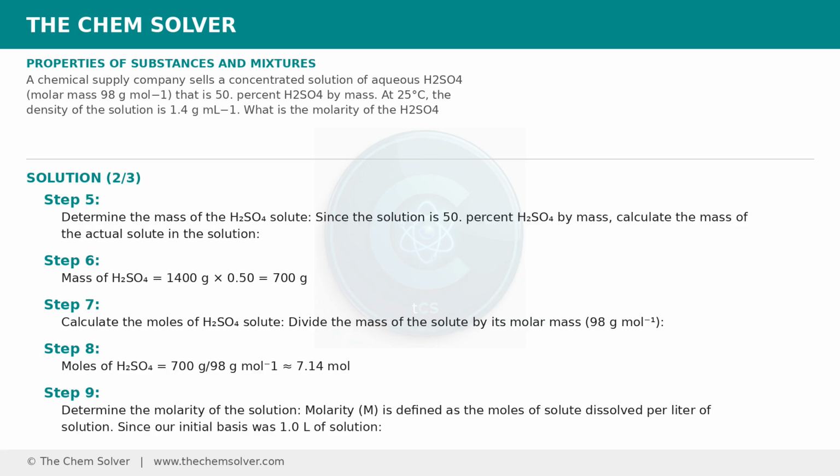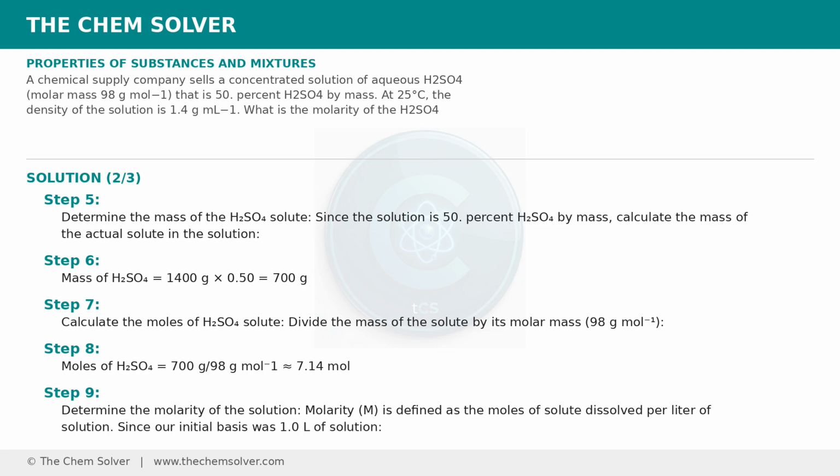Determine the mass of the H2SO4 solute. Since the solution is 50% H2SO4 by mass, calculate the mass of the actual solute in the solution. Mass of H2SO4 is equal to 1,400 grams times 0.50, which is equal to 700 grams.